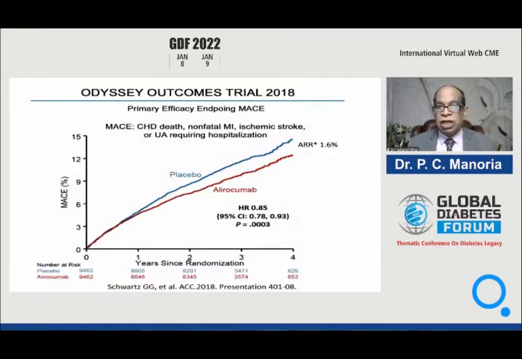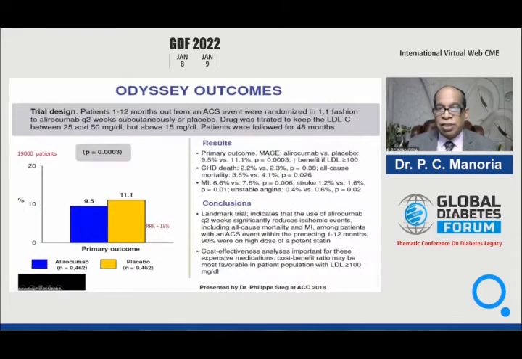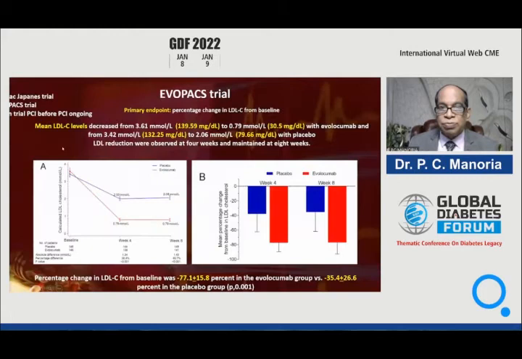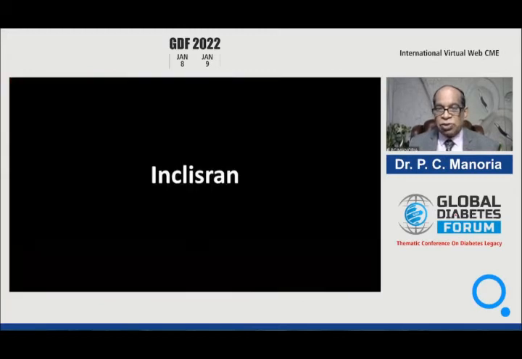This is the ODYSSEY Outcomes trial, which again showed a 15% reduction in the primary endpoint: CHD death, non-fatal MI, ischemic stroke, or unstable angina requiring hospitalization. And if the data is analyzed with LDL more than 100, the benefit is more. And this is the EVOPACS trial, which utilized PCSK9 inhibitors in intensive care during the admission of patients with acute coronary syndrome, and brought about a 77% reduction in the cholesterol.